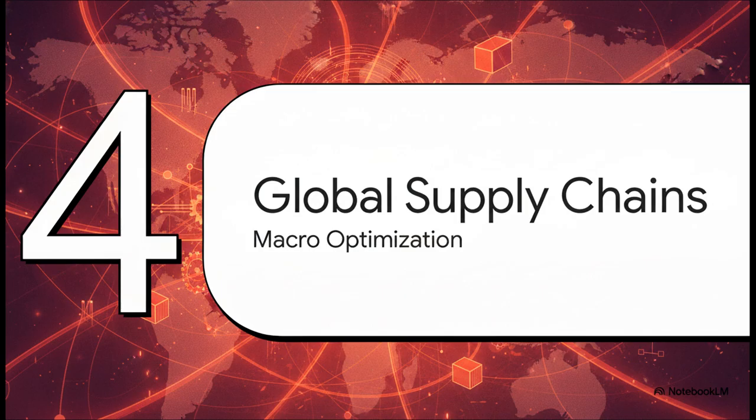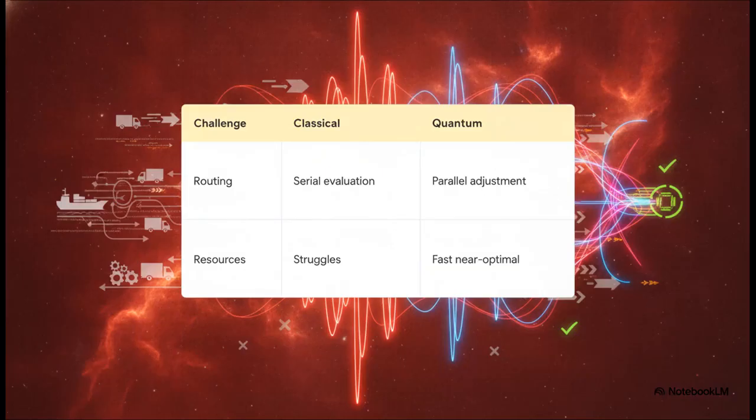Section 4, Optimizing Global Supply Chains. Now, what's really interesting about this slide is how we aren't just stopping at the microscopic or the cosmic levels. Think about the sheer massive scale of global supply chains. We're talking about routing thousands of cargo ships, scheduling entire fleets of trucks, and allocating resources globally.